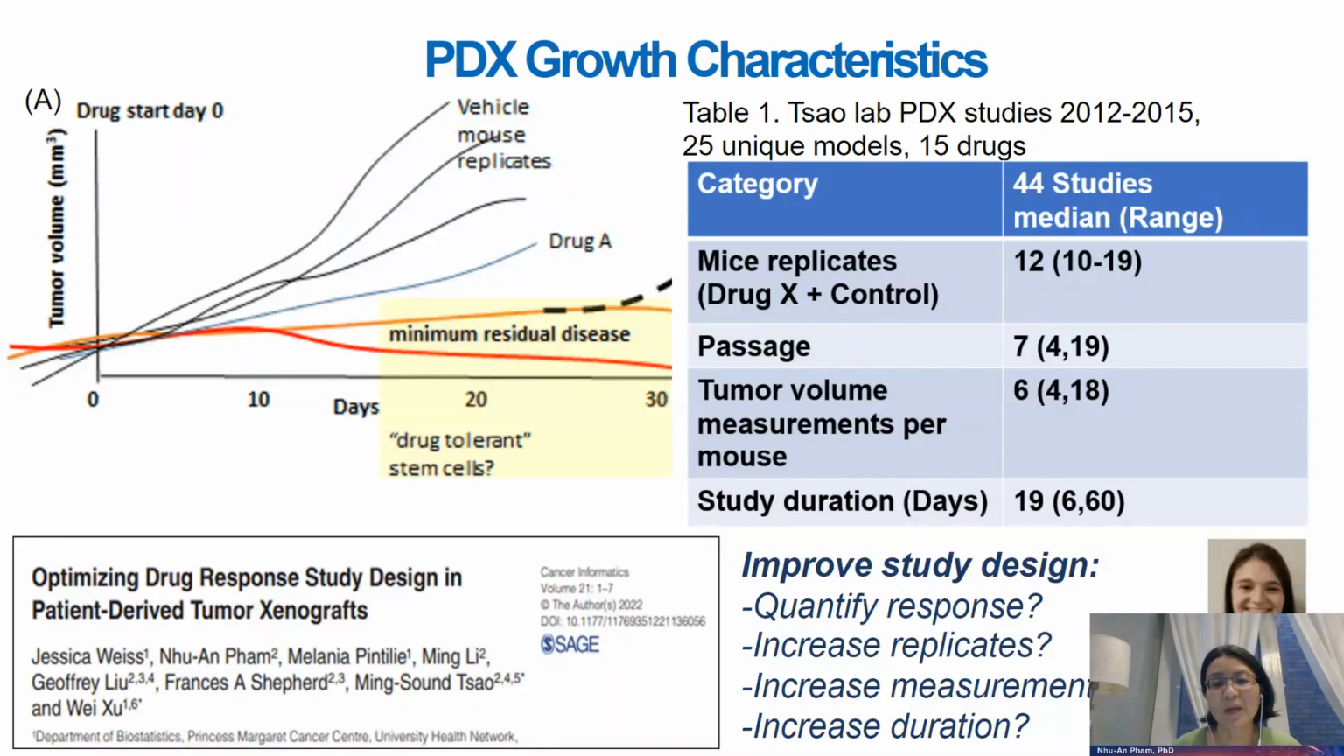Here I would direct you to a paper by Jessica Weiss from our team. She's a statistician on our team, and she's consolidated over 44 studies representing over 25 unique models and 15 drugs. And she addresses the questions of how do we quantify response? Do we need to increase the number of replicates, increase the number of measurements, and increase duration to reliably measure response in our studies?